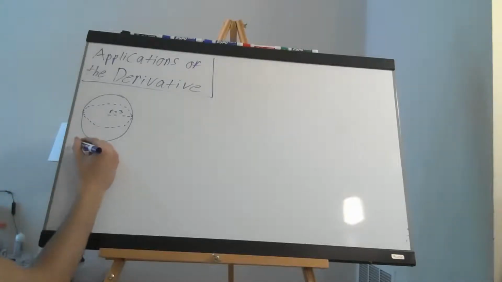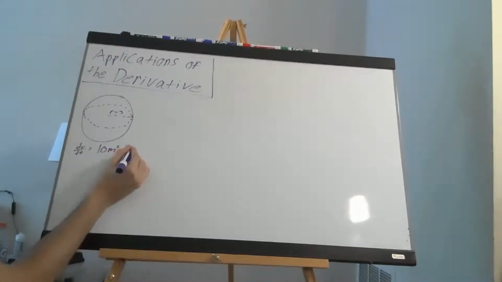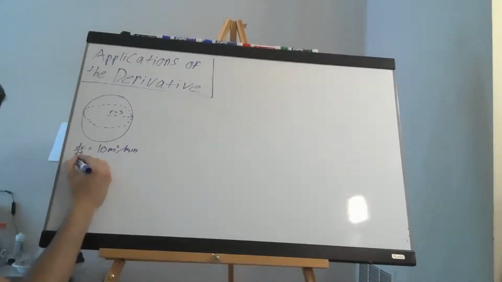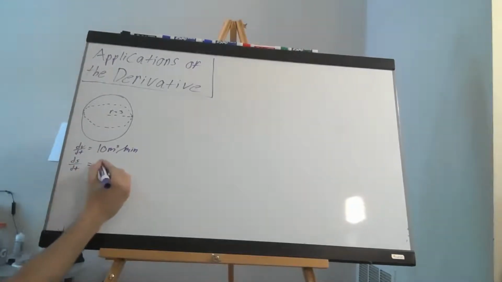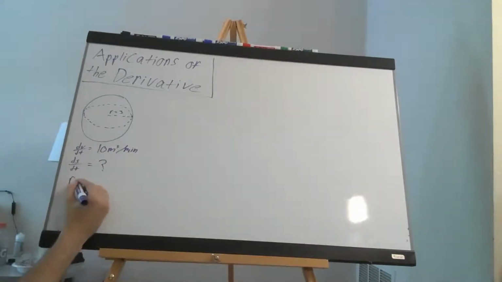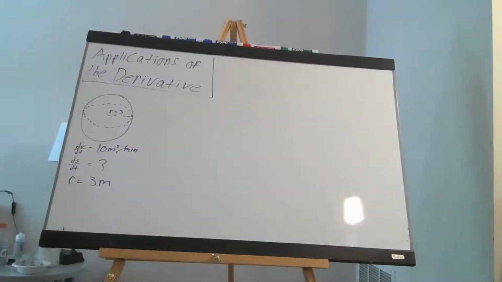So dV dt equals 10 meters cubed per minute. Find the rate at which the surface area of the balloon is increasing. So we want to find, I'm just going to say dS for surface area, dt. We don't know what that is, but we do know that we have a radius of 3 meters.